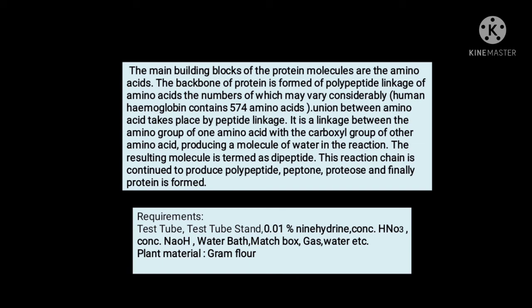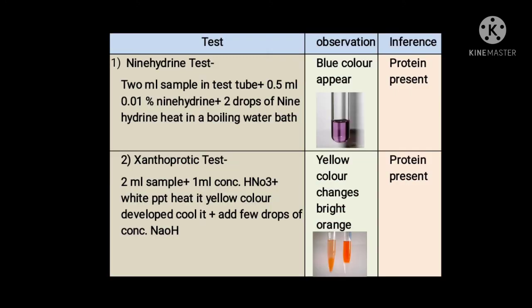For carrying out this experiment, the requirements are essential. That is the test tube stand, 0.01% ninhydrin, concentrated HNO3, concentrated NaOH, water bath, matchbox, gas, water, etc. The plant material which is required is the gram flour. In the qualitative test for protein, we will see only the two tests.